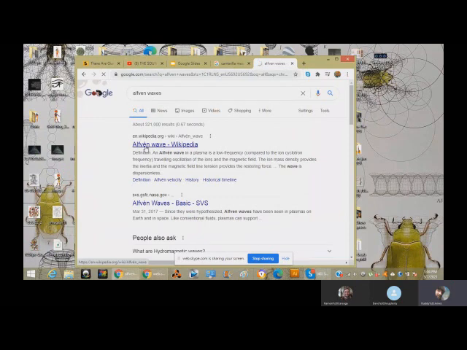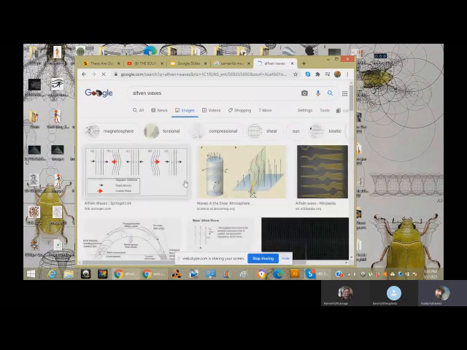So the definition of an Alfvén wave is a plasma oscillation, low frequency compared to the ion cyclotron frequency, a traveling oscillation of the ions and the magnetic field. The ion mass density provides the inertia, and the magnetic field line tension provides the restoring force. The wave is dispersionless. Wow. Interesting. So let's look at some of these.